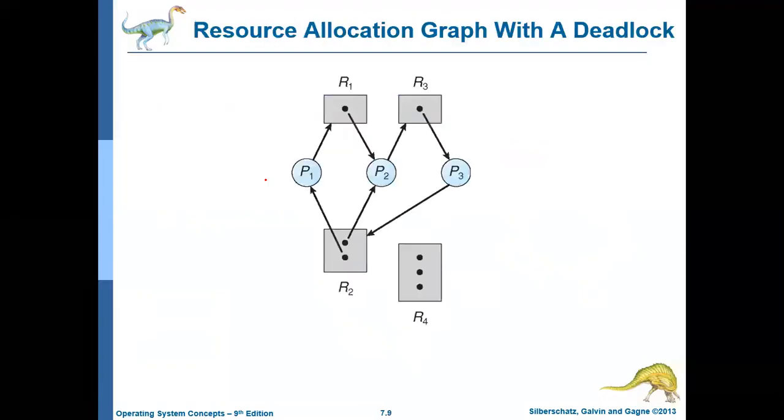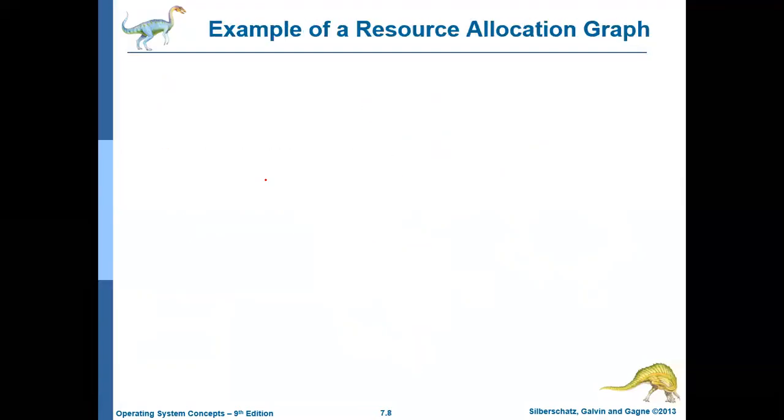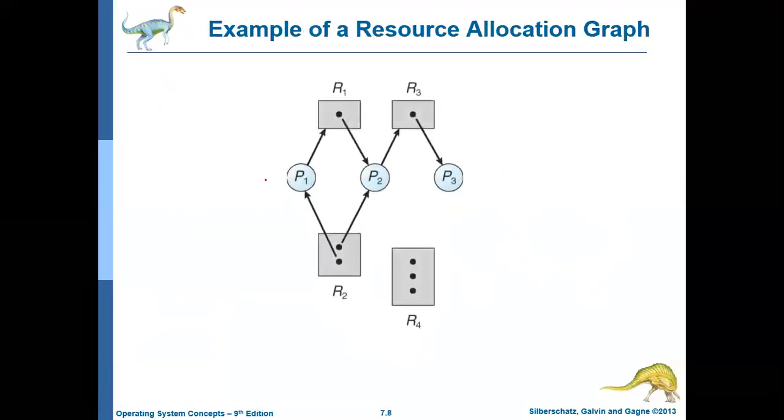Now let us discuss some examples of resource allocation graph with cycle and without cycle. Okay. So this is a resource allocation graph. As we have already discussed, a resource allocation graph contains vertices and edges. All the processes and resources are represented through vertices. Okay.